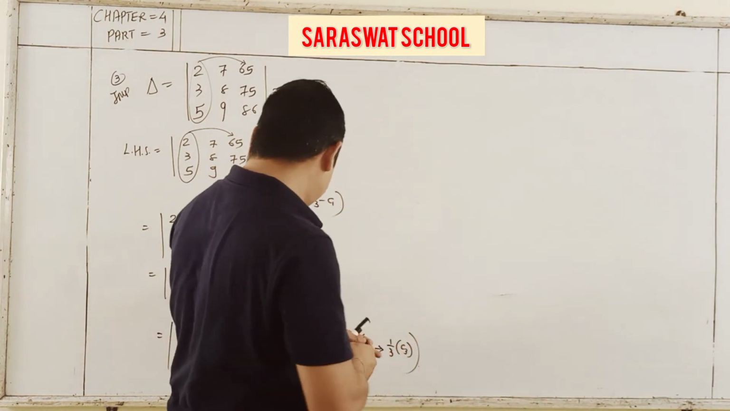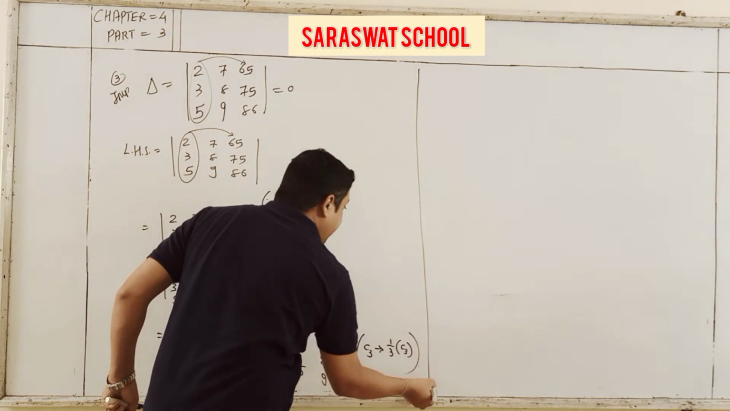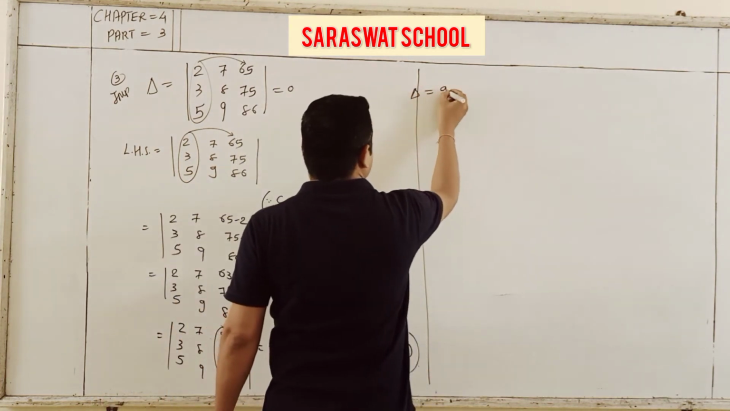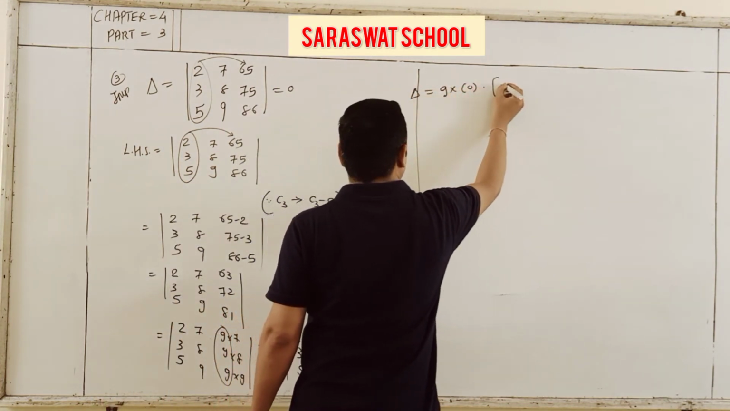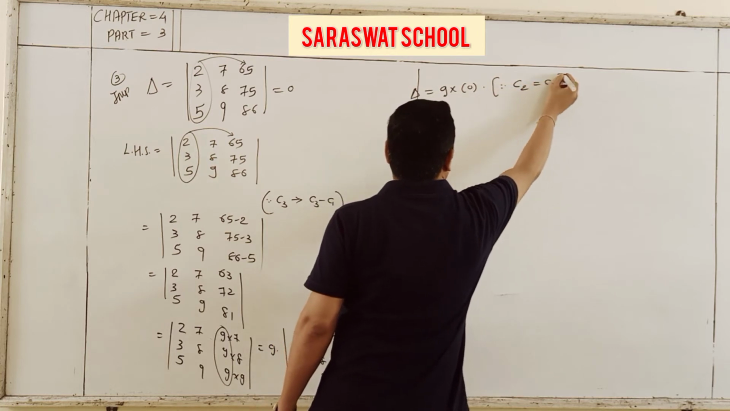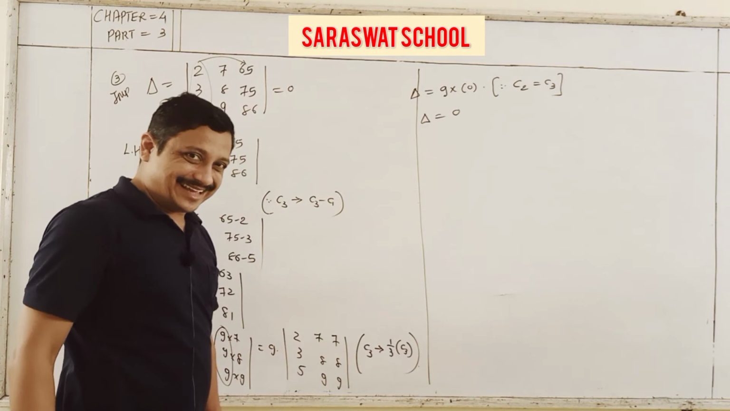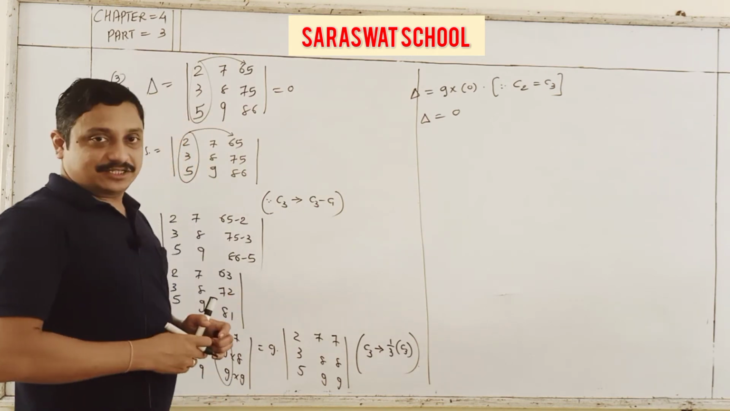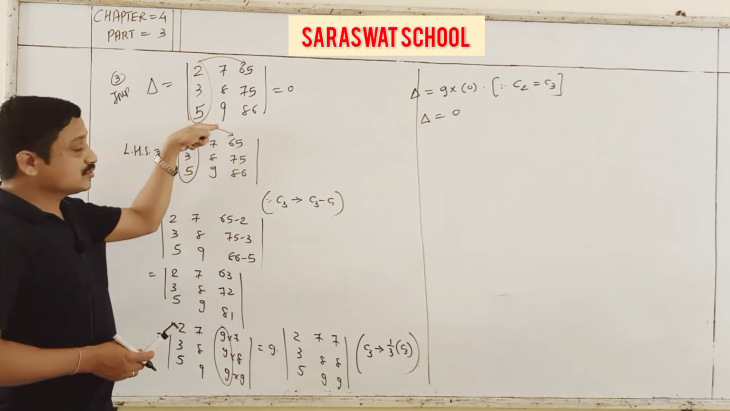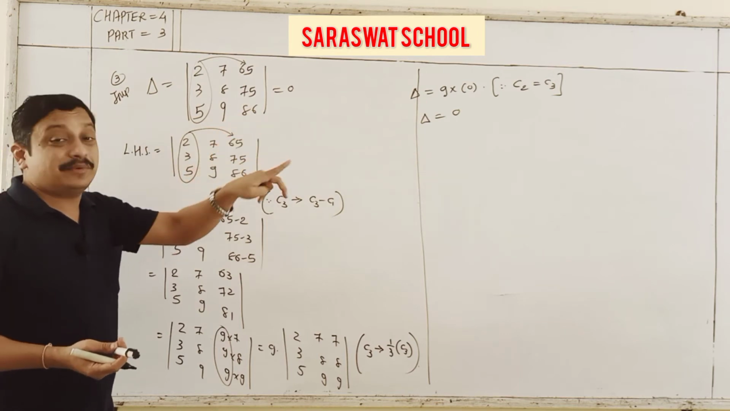So my answer is simply del is 9 into 0, because column 2 is equal to column 3. This column and this column have equal elements, and that's why the answer is 0. Sometimes you can also use a different method, row wise, and the answer also comes 0.